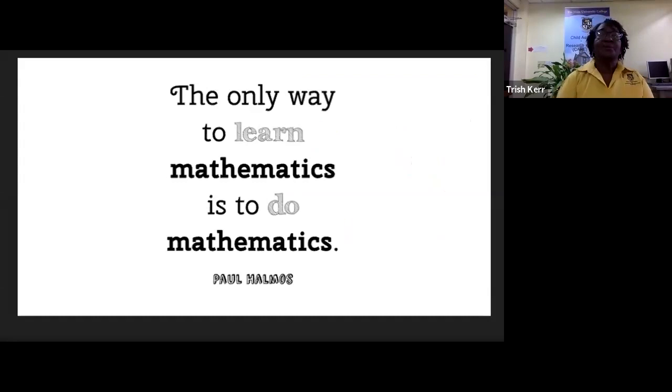And remember, we saw in the previous slide that math is about numbers, math is about understanding. So Halmos is saying that to learn mathematics is to do mathematics. So have fun with them, create the environment where they can think about numbers and they can excel.